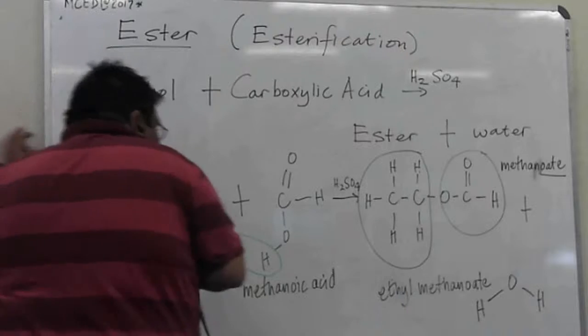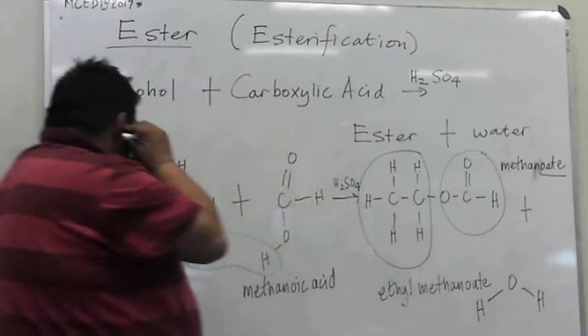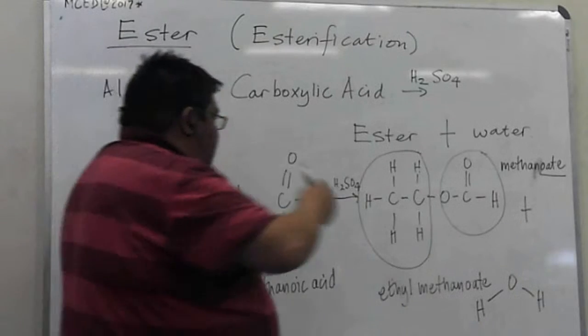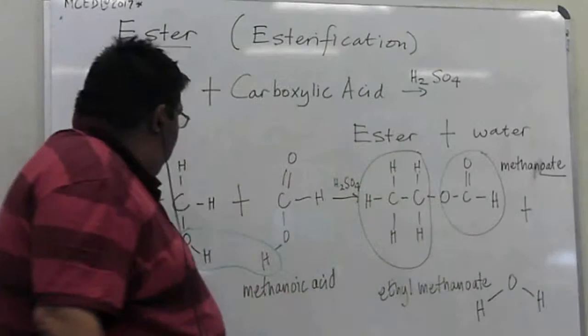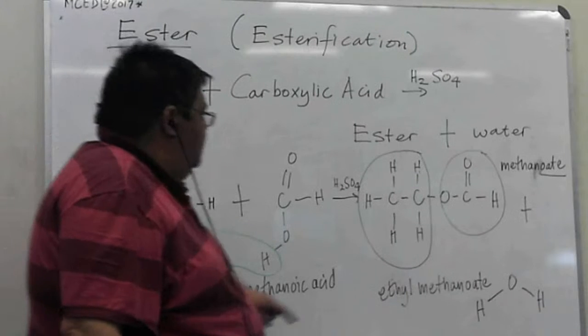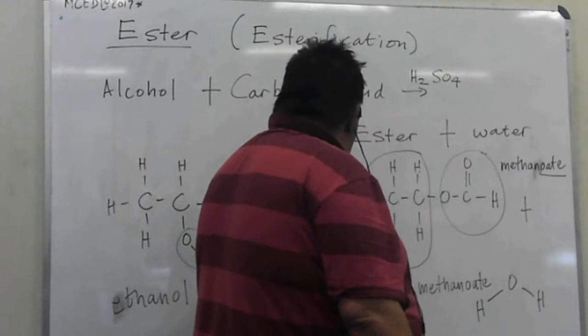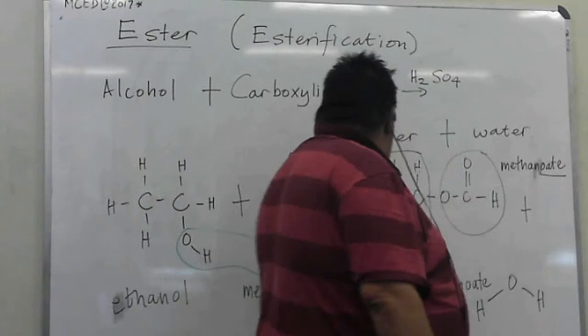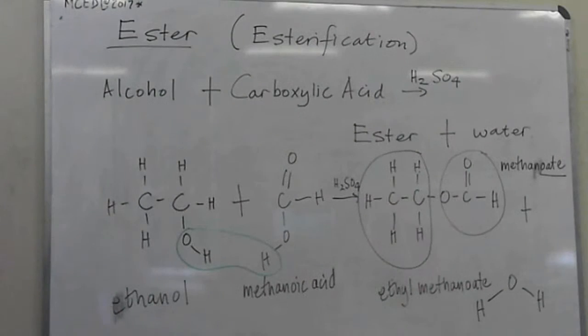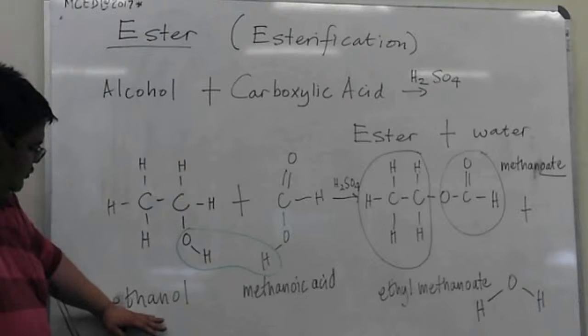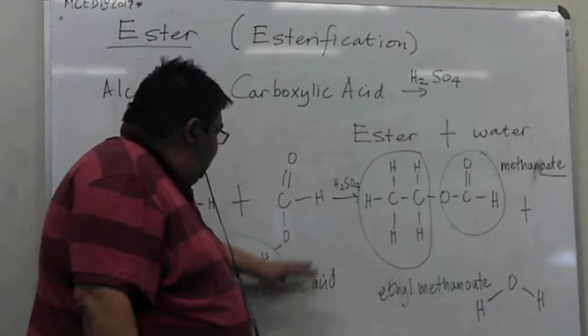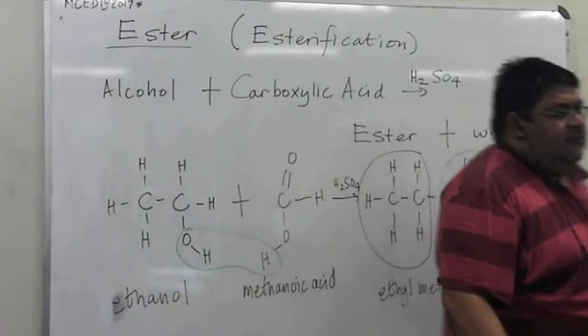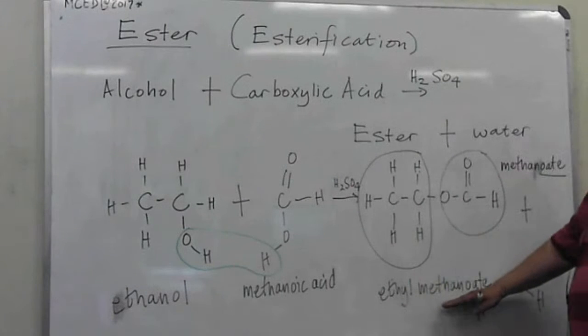So there's my carbon with 3 hydrogens. There's my carbon with 2 hydrogens. Joined to that oxygen, and that oxygen, the next carbon has a carbonyl group, and there's the H. So it is very, very simple. One more thing. Let's look at the names. I have methanol. I have methanoic acid. The name is ethyl ethanoate.